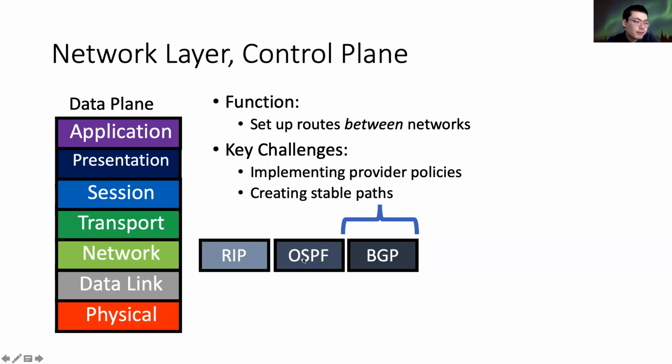RIP and OSPF, you should remember. OSPF is called the link state method, using the Dijkstra algorithm. RIP is called distance vector. BGP is called path vector, which we'll see today. BGP is really the only protocol used for routing in the network layer between different AS, among different AS.